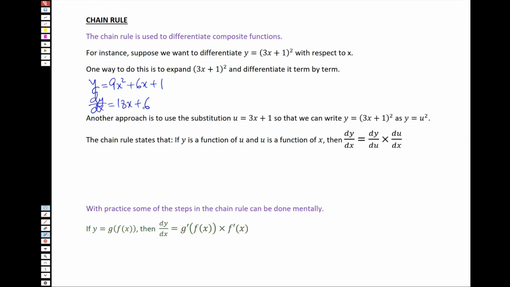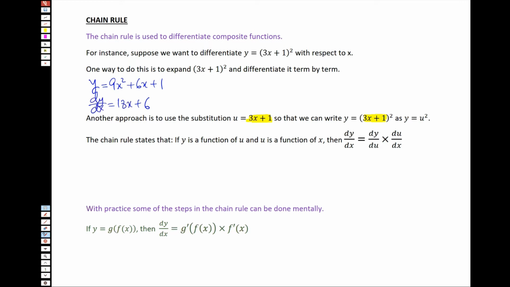Now, an alternative approach is to use substitution. So we can let u be equal to 3x plus 1. So here we'll have y being equal to u squared. So basically, chain rule states that if y is a function of u and u is a function of x, then dy over dx will be equal to dy over du multiplied by du over dx. And I'm going to explain what that means here.